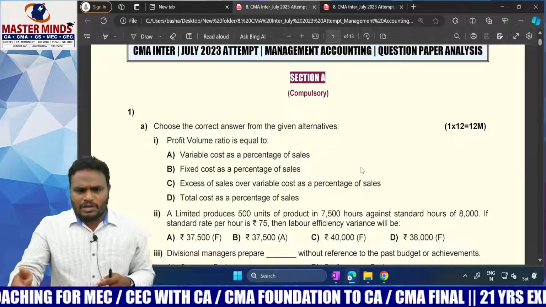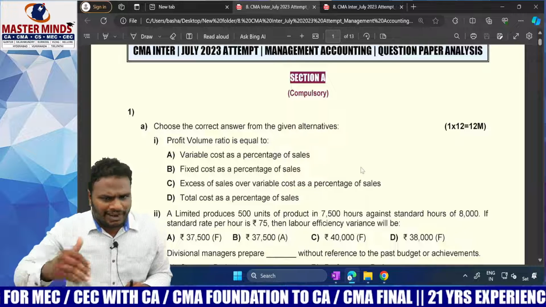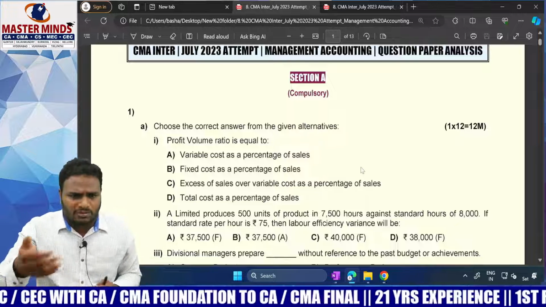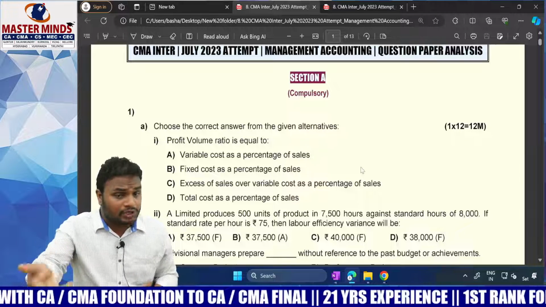From next attempt onwards, based on MQP, this weightage may be increased by another 5 marks, that is 30 marks on total MCQs.